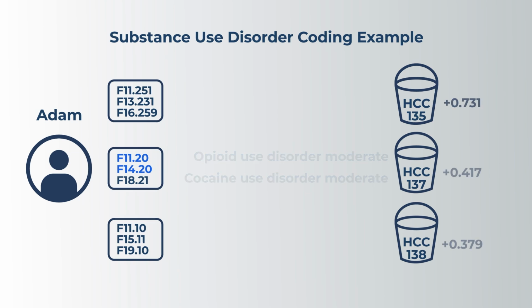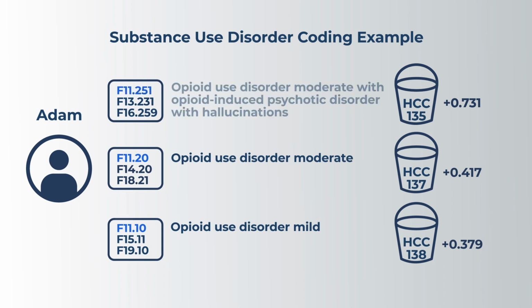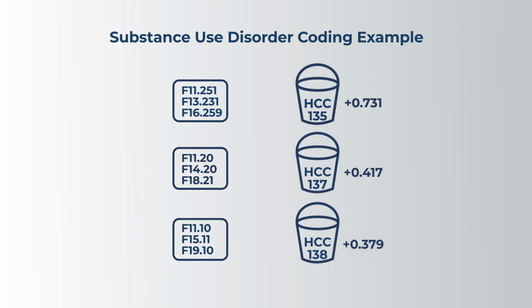Medicare sets the value to convey how serious a condition is and can adjust this value yearly. In this example, going from least to most serious, in the bottom bucket is F11.10 for opioid use disorder mild. In the middle bucket is F11.20 for opioid use disorder moderate. And in the top bucket is F11.251 for opioid use disorder moderate with opioid-induced psychotic disorder with hallucinations. In the second column, you can see how these diagnoses are divided into HCC groups.